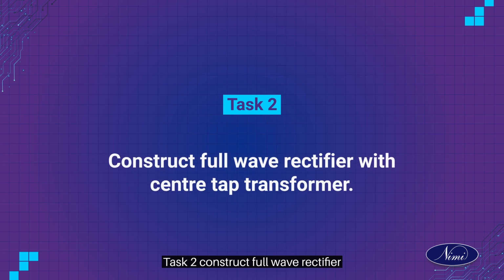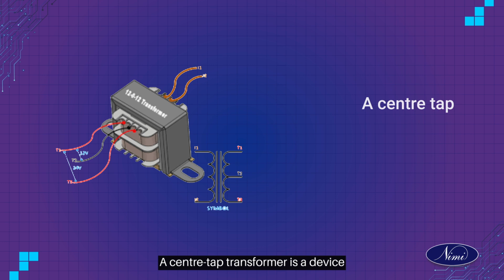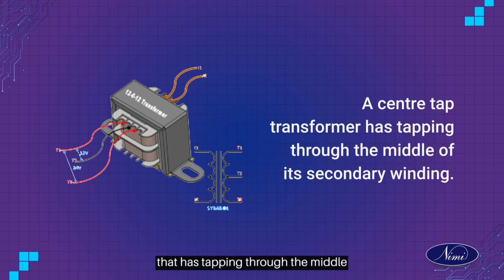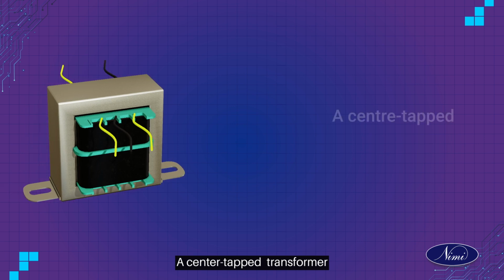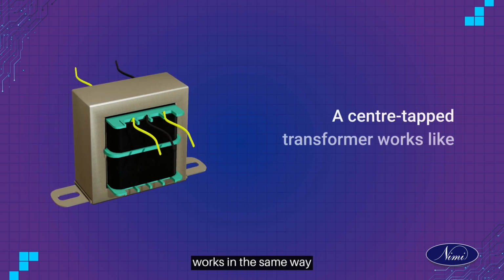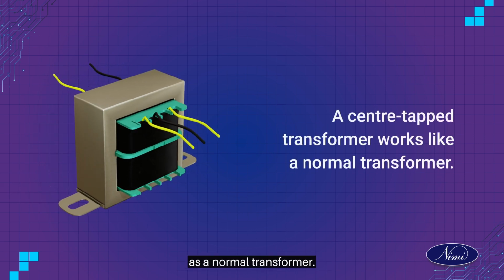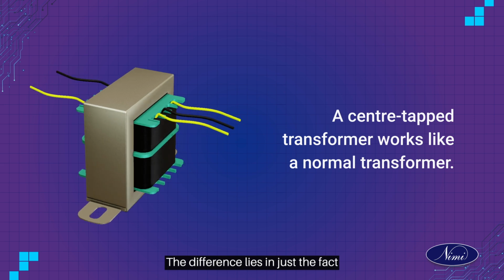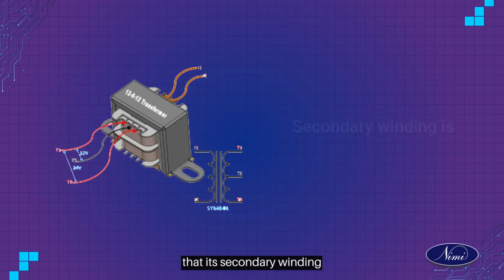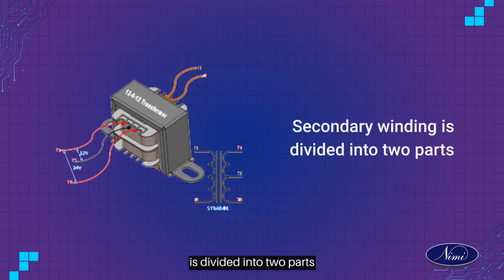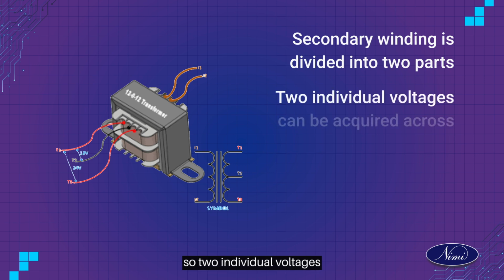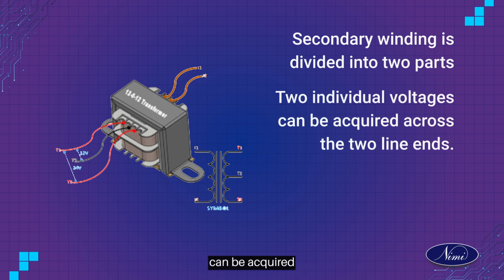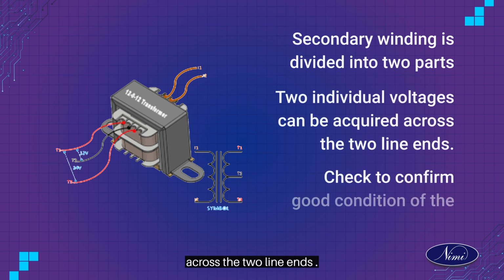Task 2. Construct full wave rectifier with center tap transformer. A center tap transformer is a device that has tapping through the middle of its secondary winding. A center tap transformer works in the same way as a normal transformer. The difference lies in just the fact that its secondary winding is divided into two parts. So, two individual voltages can be acquired across the two line ends.